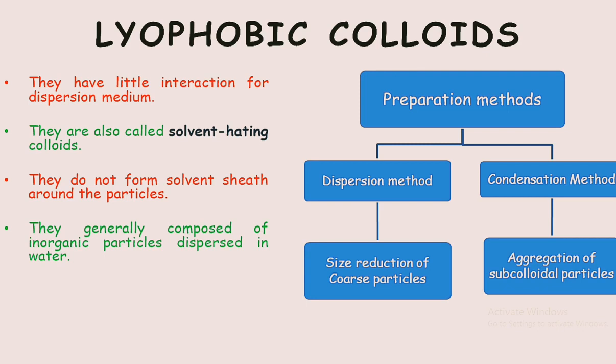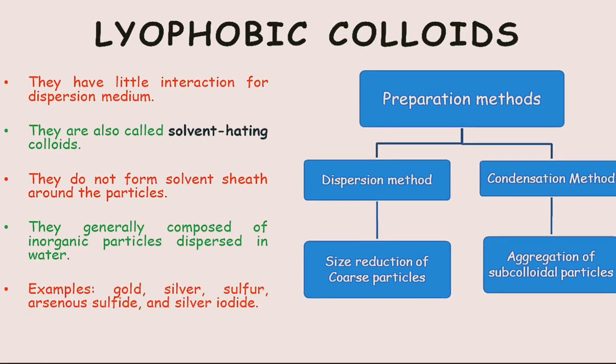Unlike lyophilic colloids, special methods are used to prepare lyophobic colloids. These are the dispersion method and the condensation method. Dispersion method is that in which coarse particles are reduced in size, and condensation method is that in which materials of subcolloidal dimensions are caused to aggregate into particles within the colloidal size range. For example, gold, silver, sulfur, arsenic sulfide, sulfur iodide: these compounds all form lyophobic colloids in respective solvents.